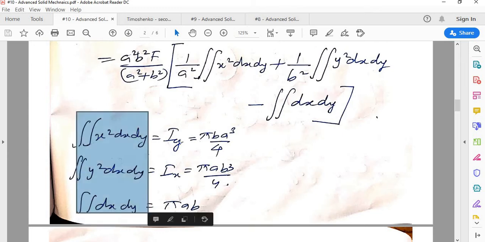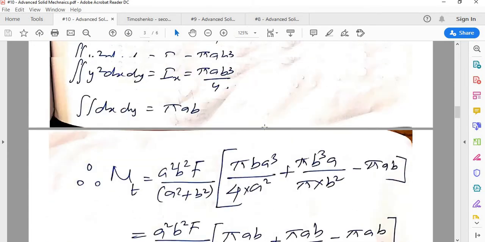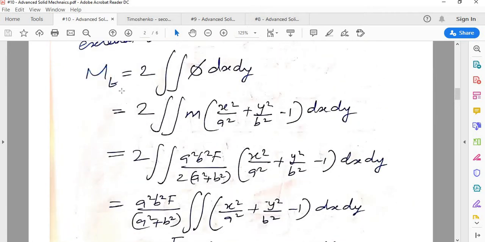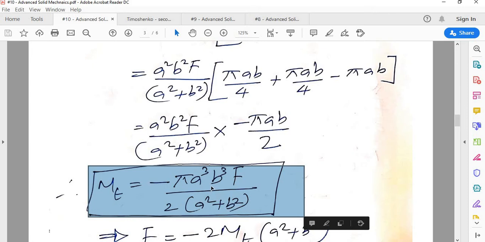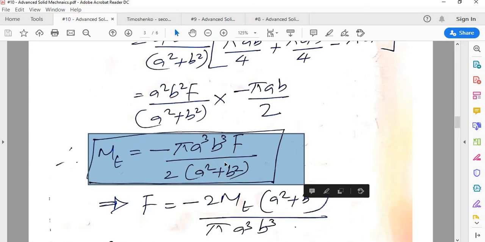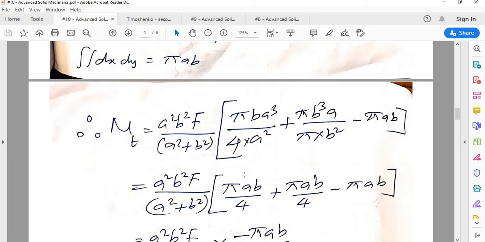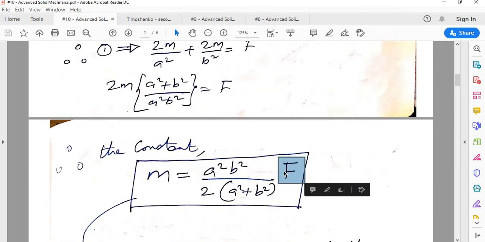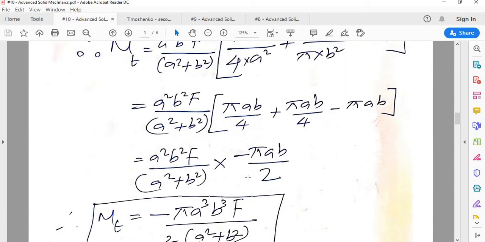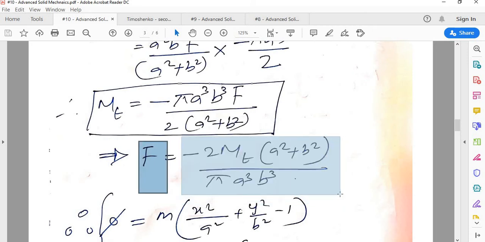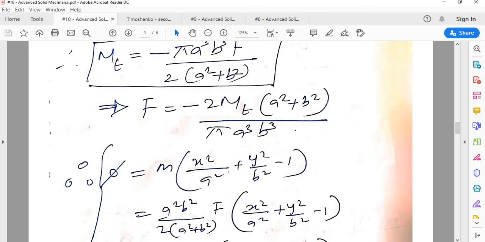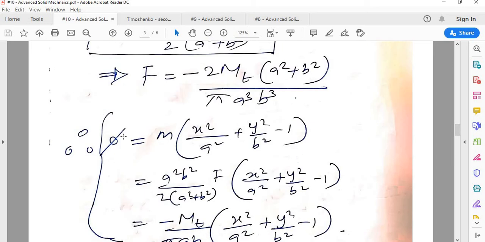So with these quantities you can substitute into this expression. The entire expression for Mt simplifies to this particular expression. So Mt is minus pi a cube b cube f by 2 into (a square plus b square). Now remember, we were trying to relate f in terms of Mt, right? So you can take all other terms to the other side. So f is written in terms of external torsion as this, okay? So we solved our problem to a certain extent.